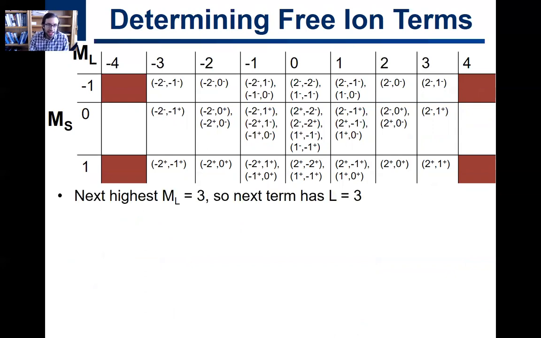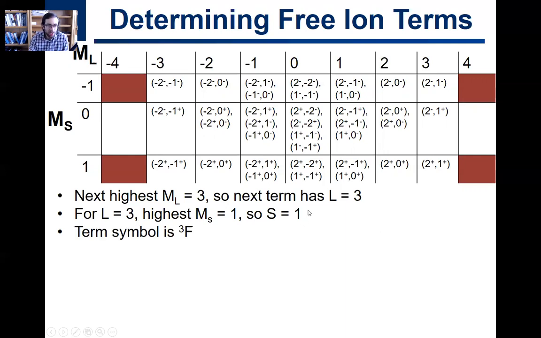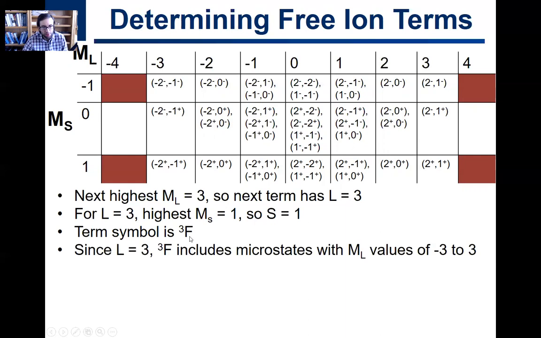Now we go to the next highest M sub L. Next highest M sub L is 3. So next term has L equals 3. Within L equals 3, the highest M sub S is 1. So that means capital S is equal to 1. If capital S is equal to 1, 2S plus 1 gives us a triplet. L equals 3, based on our table, gives us an F state. So the next term symbol is going to be triplet F.